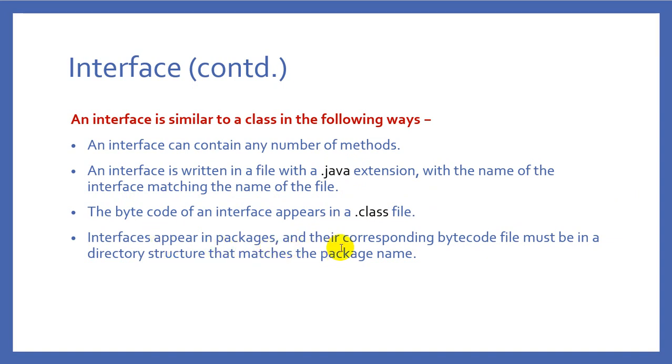Interfaces appear in packages, and their corresponding bytecode files must be in a directory structure that matches the package name. So if you have some specific project, whatever classes and interfaces it has, you will keep them in the same package, and you can have a hierarchy of packages representing your interfaces, because interfaces can also extend classes, right? We'll discuss it later on. Do not get confused at this moment.